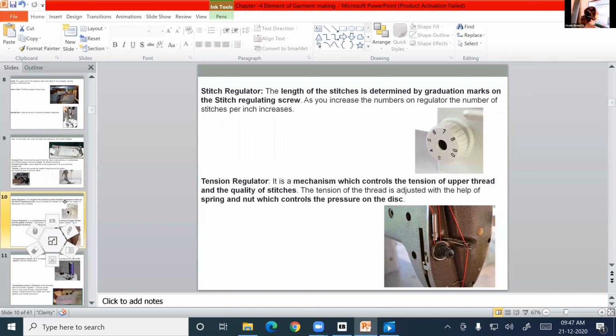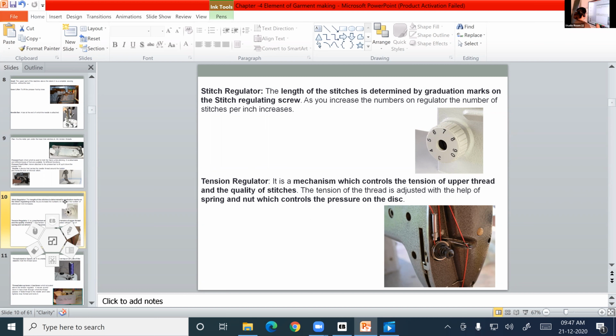Has anyone seen all these things on a machine? Have you noticed, Anna? Have you noticed anything on the machine? Do you have any idea? Anna looks excited by seeing all these parts of the machine. So no problem, I'll show you the video, then you can understand.